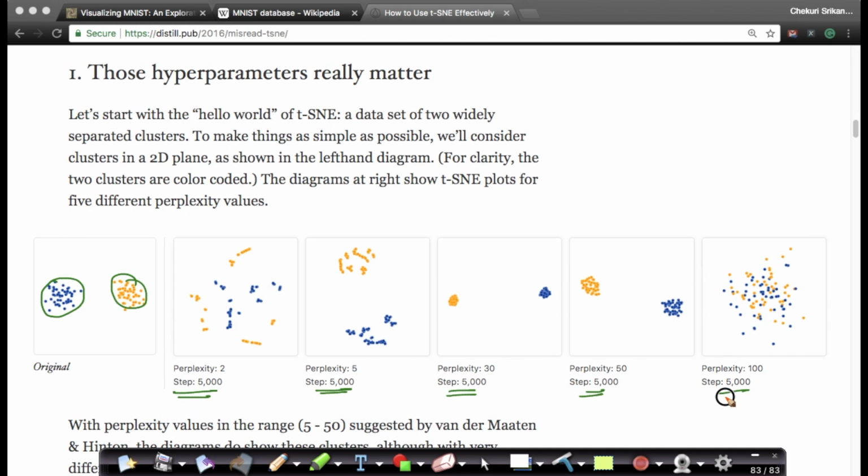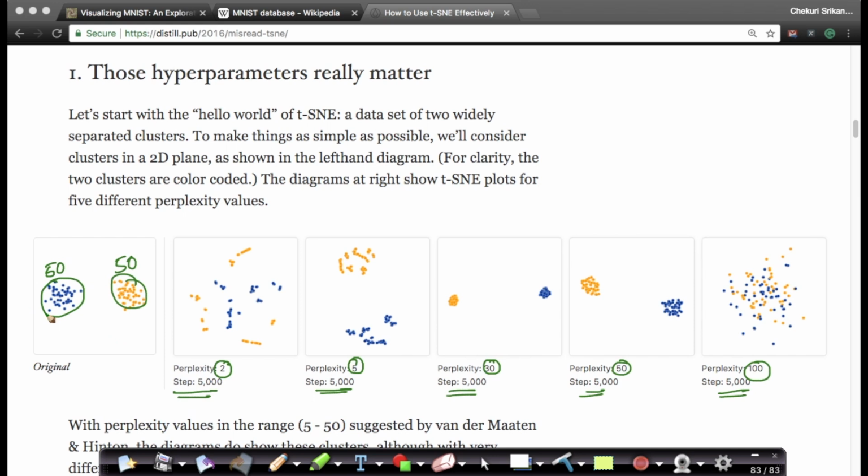Now, the first thing that you'll notice is if I make my perplexity very low, if I keep my perplexity 2, which means I am trying to preserve only distances to two nearest neighbors, or two points which are the closest to a given point. If I make my perplexity 5, 30, 50, and 100. And remember, I have 50 blue points here and 50 orange points here. That's how I constructed this data.